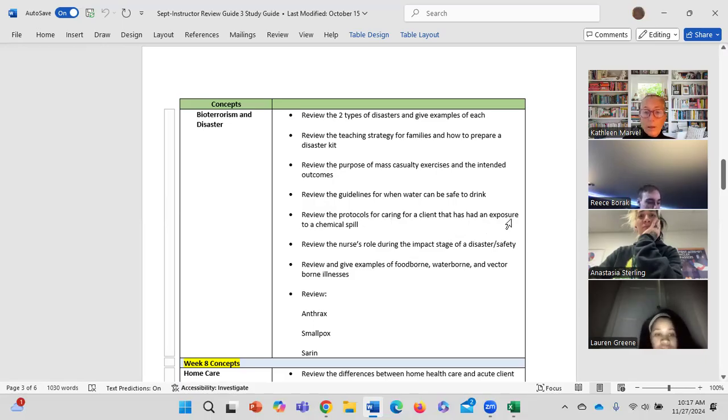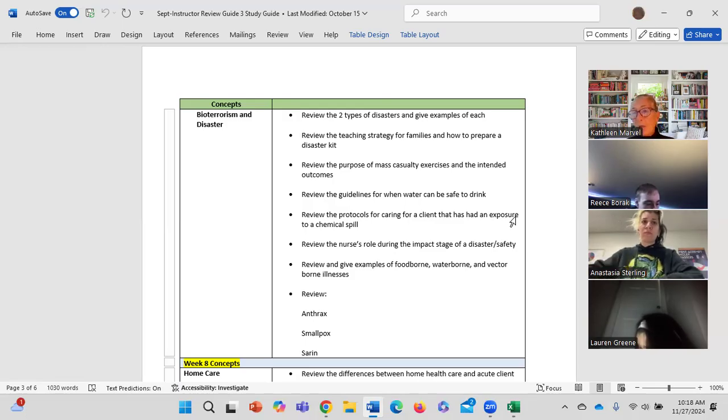What about the protocols in caring for clients that have had an exposure to a chemical spill? Specifically, vesicant agents. We're talking bioterrorism agents now. What I want you to know about vesicant agents, an example of that would be mustard gas and exposure. The primary systems that are going to be affected: eye, ocular, skin, and respiratory.